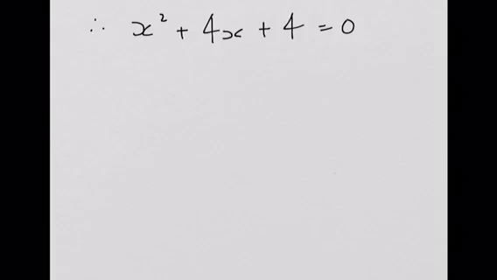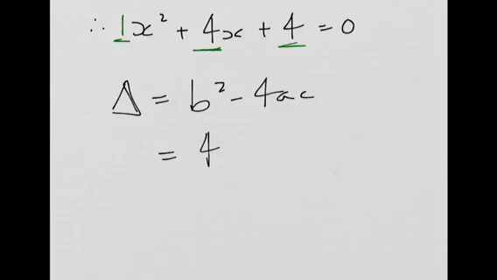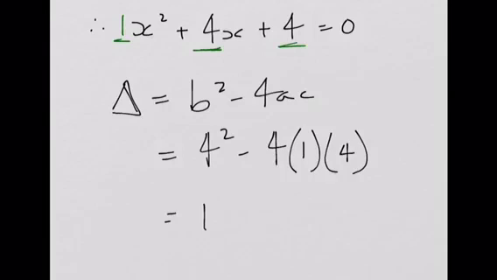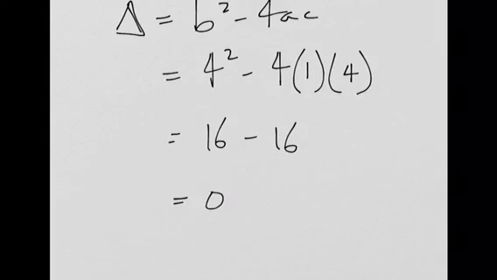From our equation here, we have a equals 1, b equals 4, c equals 4, so our discriminant equals b squared minus 4ac, which equals 4 squared minus 4 times 1 times 4. 4 squared is 16, minus 4 times 1 times 4 is also 16, which equals 0. So our discriminant is equal to 0, therefore the quadratic equation and the line only intersect at one point.